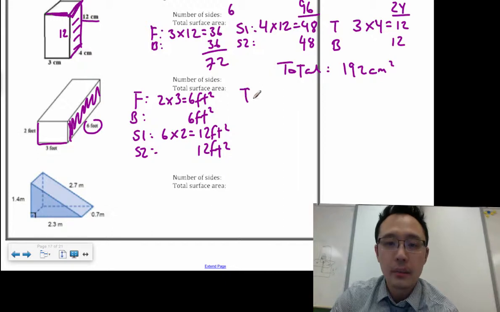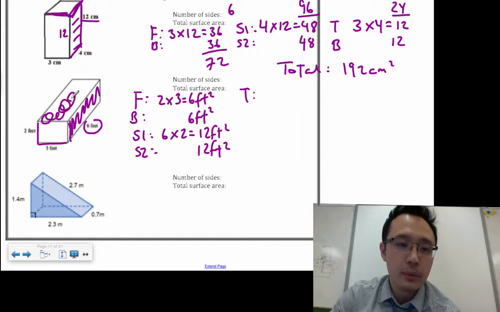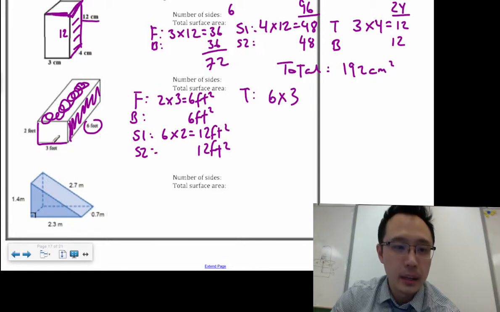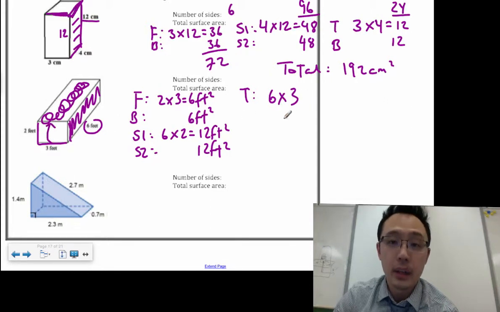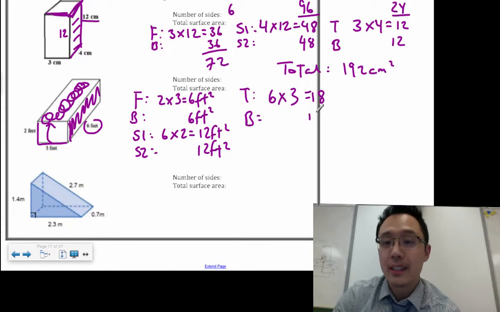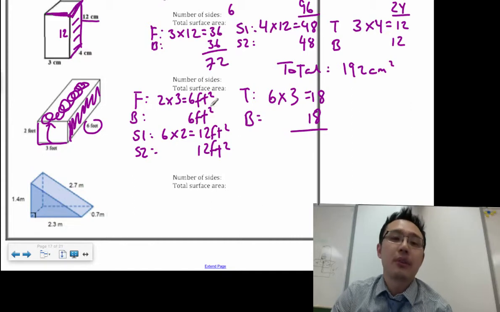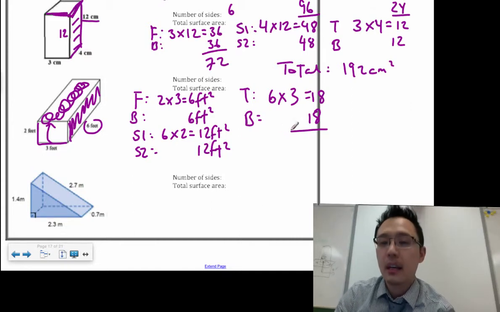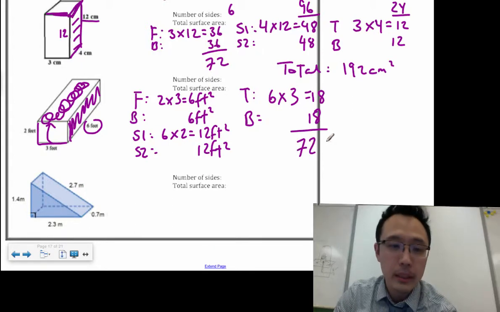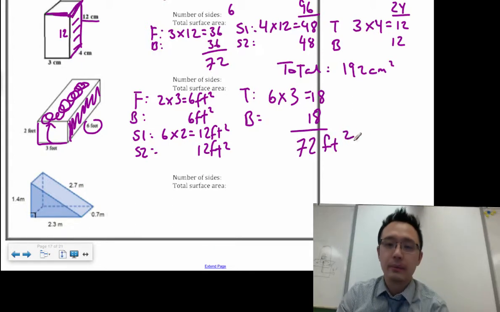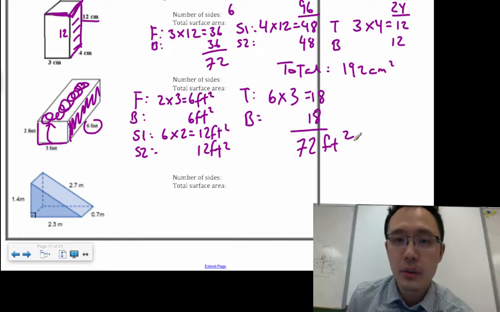Do I have my top? Top is right here. That is going to be 6 times 3, because my 3 can also be that width as well. So that's 18. And then if I have my top, I have my bottom, which is 18 again. So add all this stuff up. 6 plus 6 is 12. So 3 times 12 is 36. 36, this is also 36. That's 72. What are my dimensions? Feet square. So those are my three-dimensional shapes.